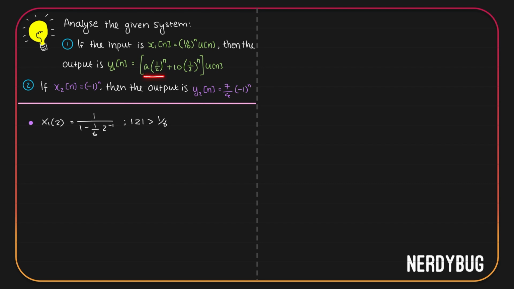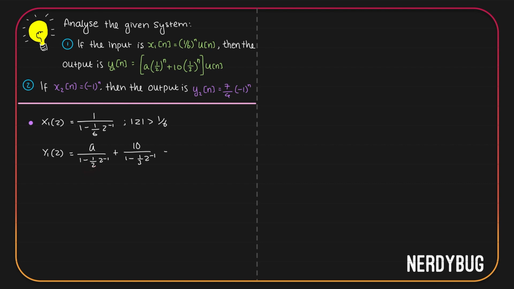Output is a 1 by 2 raised to n u of n plus 10 1 by 3 raised to n u of n. So its Z transform y1 of Z is going to be a multiplied by 1 by 1 minus 1 by 2 Z inverse plus 10 multiplied by 1 by 1 minus 1 by 3 Z inverse. Let's put a on top of this and 10 on top of this. For this part, magnitude of Z should be greater than 1 by 2. For this part, it should be greater than 1 by 3. So ROC is going to be where magnitude of Z is greater than 1 by 2. But that is not what matters now.